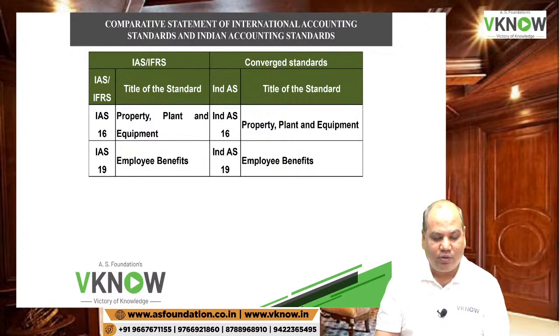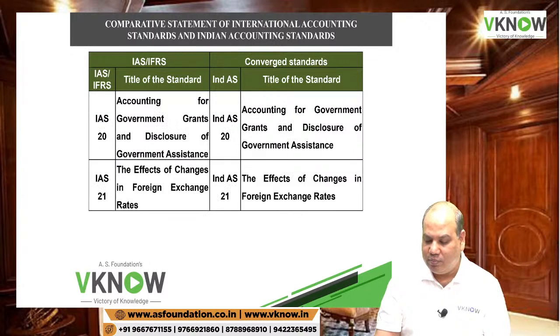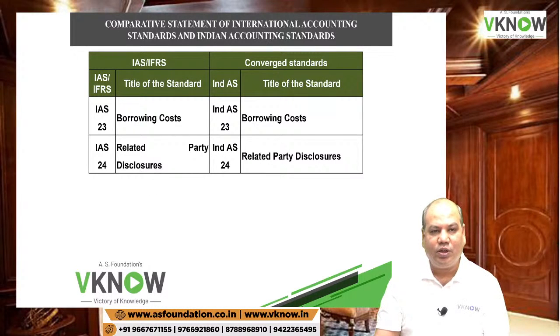Ind AS 16, property, plant and equipment. Ind AS 19, employee benefits. Ind AS 20, accounting for government grants and disclosure of government assistance. Ind AS 21, effects of changes in foreign exchange rates. Ind AS 23, borrowing costs. Ind AS 24, related party disclosures.